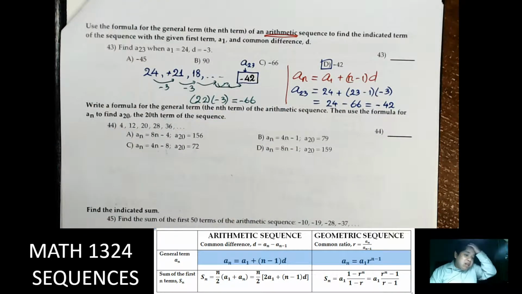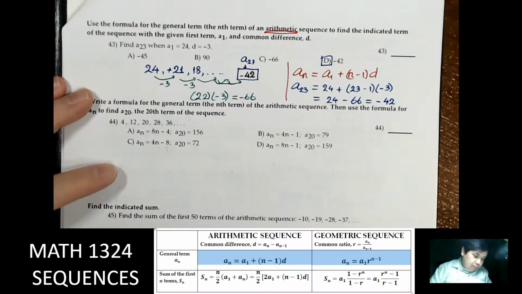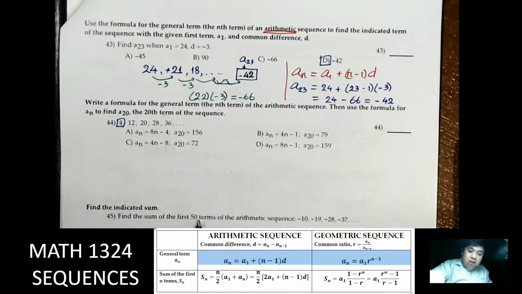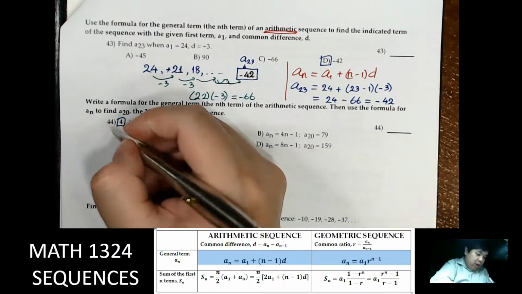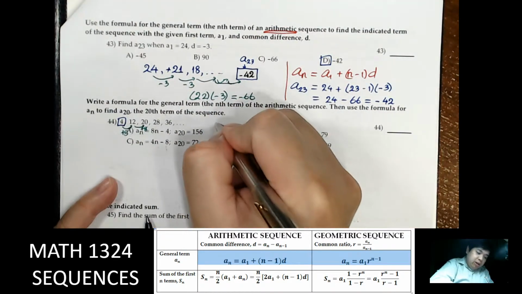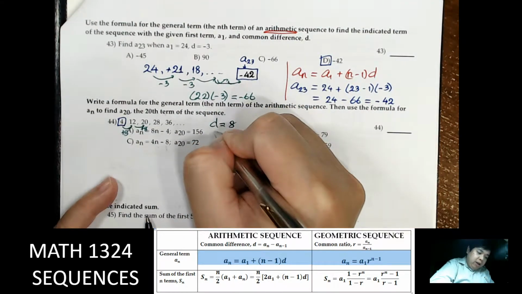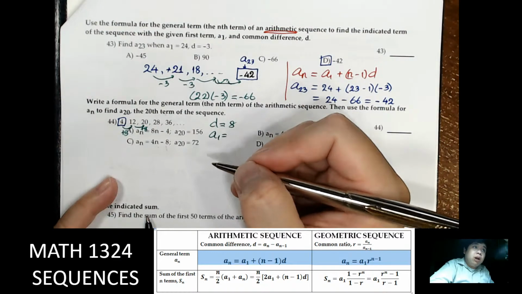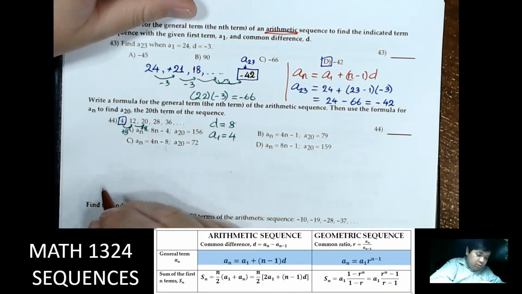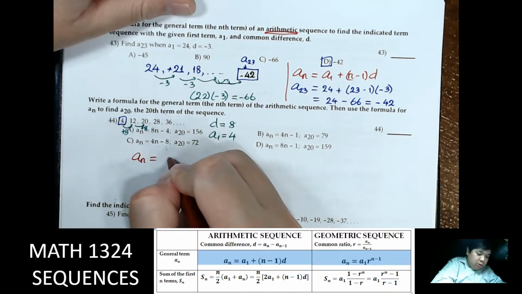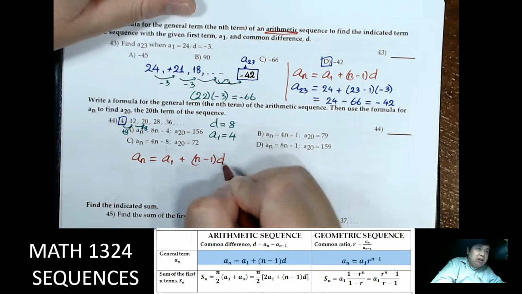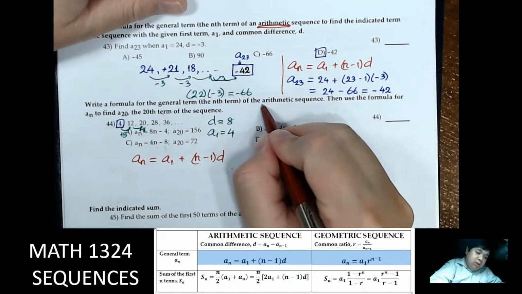Right. The next one we might need the formula. So we do know that we start with 4, and each time to get to the next number we have to plus 8. So we know the common difference is going to be 8, and we start from 4. And we do need the formula for this one. So a sub n equal to a1 plus n minus 1 times d for the arithmetic sequence.